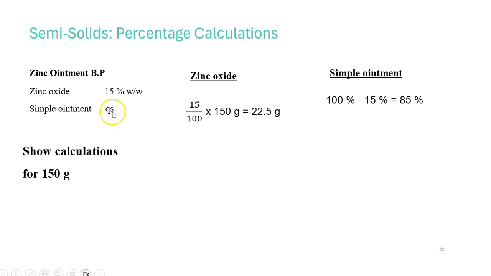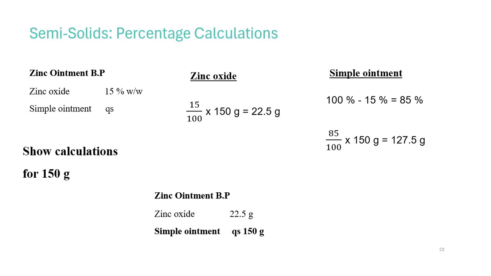So there's a hidden statement to say that the student must understand that percentage is out of 100. And so it brings me to here, 100% minus 15% leaves 85%. So it simply means that simple ointment is 85% of the recipe because it must add up back to 100. So 85 over 100 times 150 is 127.5 grams. And this is the new formula, where we would say 22.5 grams zinc oxide, simple ointment QS to 150 grams.